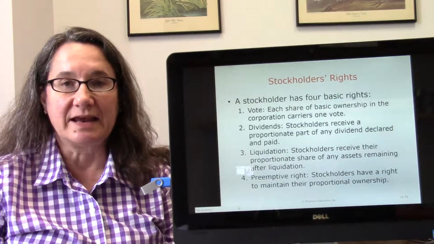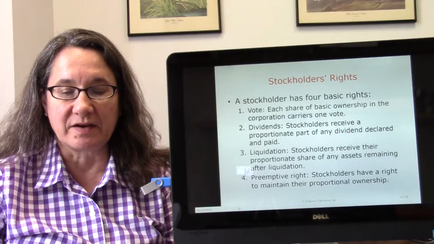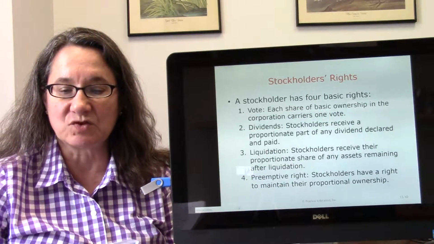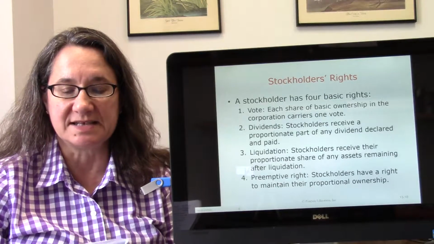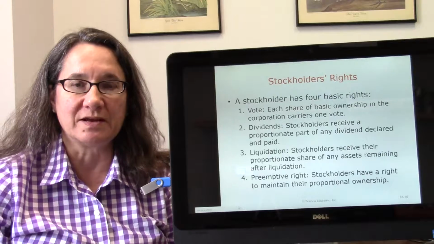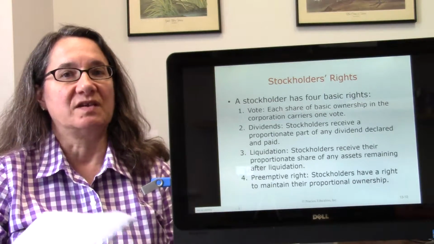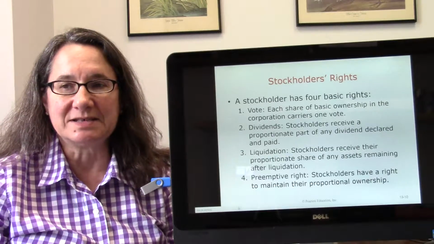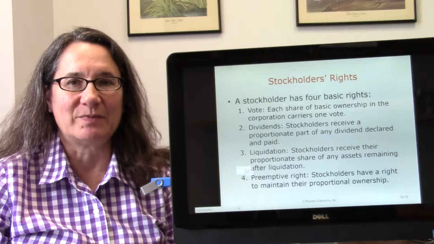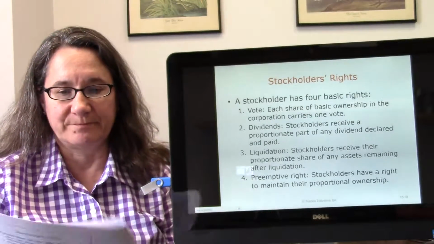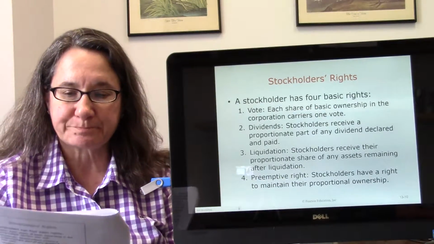Liquidation. So at the end, say this company decides to not be around anymore. Stockholders receive their proportioned share of any assets remaining after the corporation pays its debt and liquidates, goes out of business. So in the event a company liquidated, they split up everything between all the owners. Now, usually when a company liquidates, there's not a lot left, right? They've gone bankrupt, there's problems, so there's not a lot left to split up. But if there's anything left, you get it. You get your proportionate share.